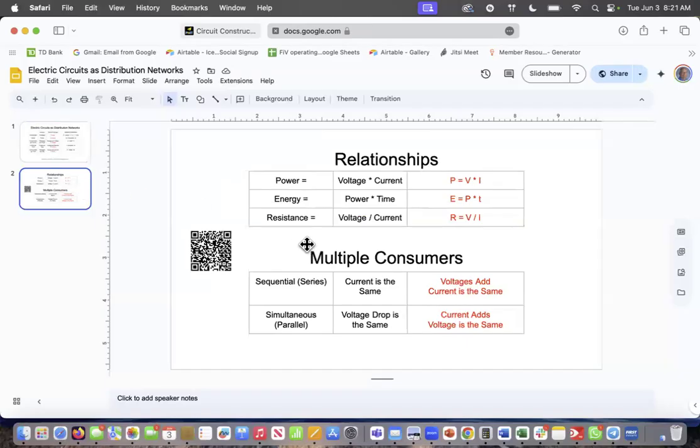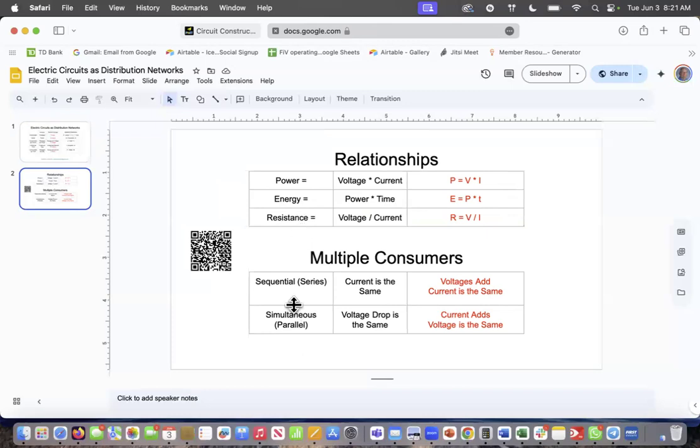So here are our key equations. Power equals voltage times current, energy equals power times time, and then resistance is voltage divided by current. This is sort of our proportionality.